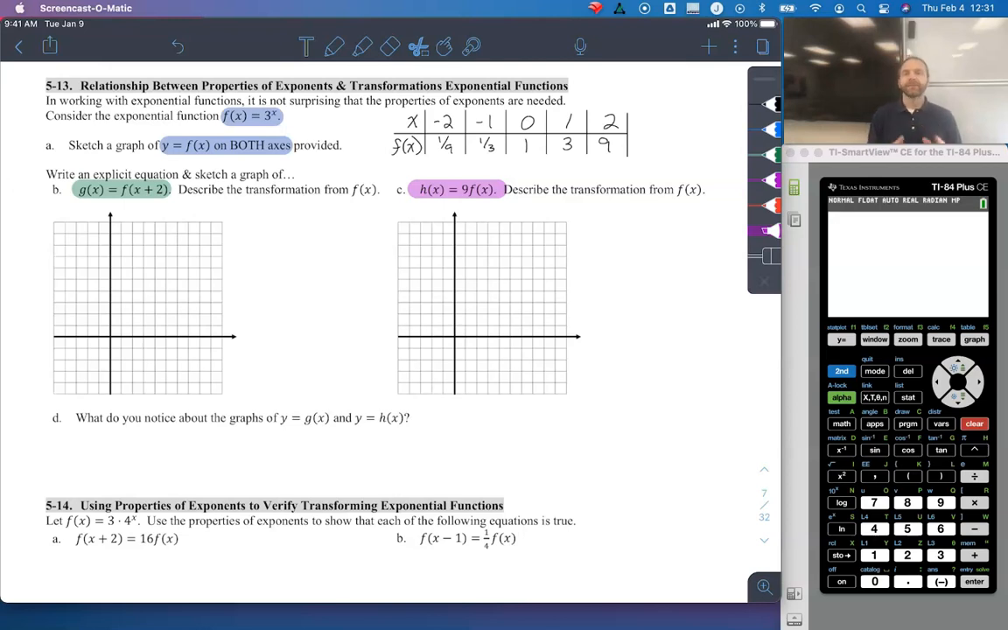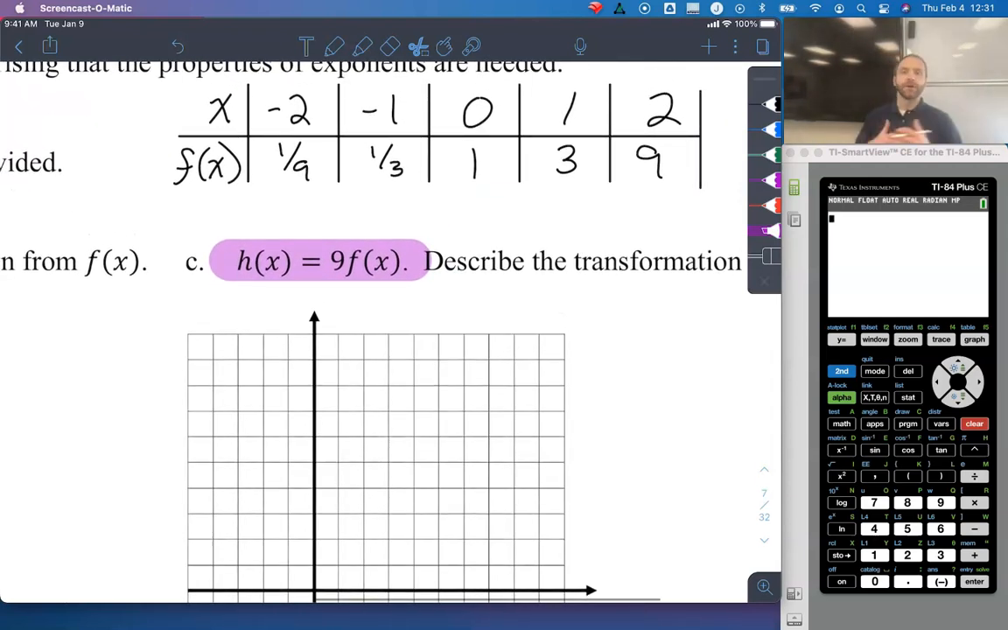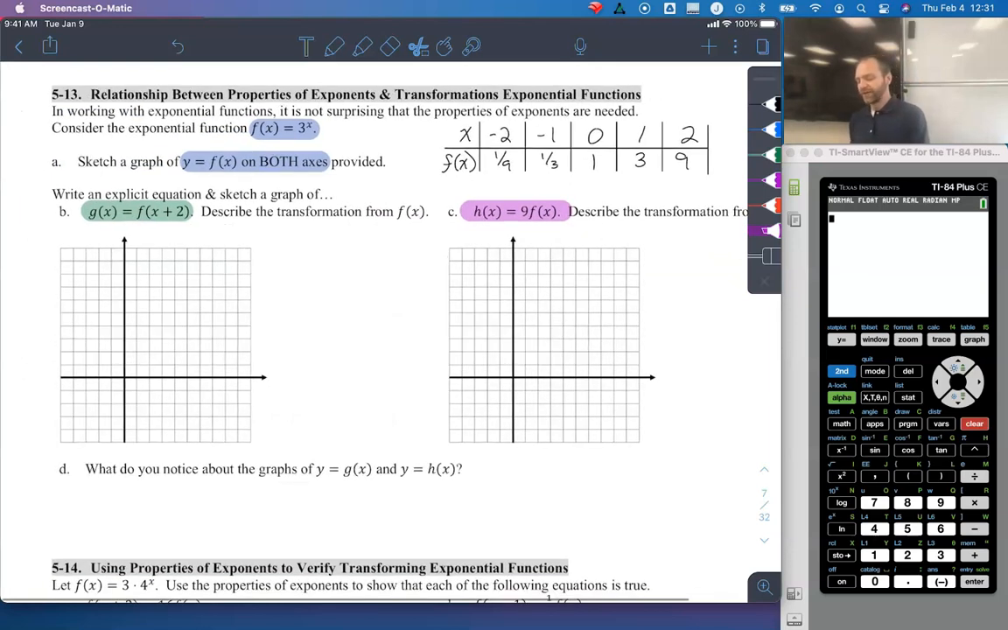And you have to remember what a negative exponent is. A negative exponent means 1 over that positive power. It means it's on the wrong side of the fraction. So if I have 3 to the -2nd power, that's 1 over 3 squared. So 1/9. 3 to the -1st power is 1 over 3 to the 1st. So 1/3. And so I get those, and I can use them to graph my parent function, f of x.